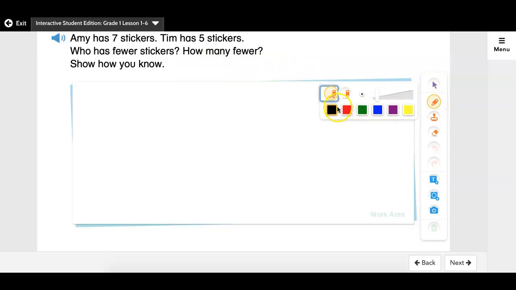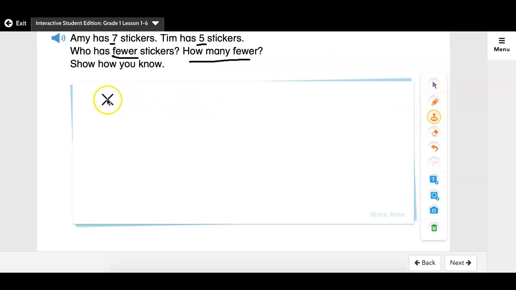For our solve and share today, it says Amy has 7 stickers. Tim has 5 stickers. Who has fewer stickers? So fewer stickers means who has less. How many fewer? Show how you know. So Amy has 7 stickers, so I'm going to put 1, 2, 3, 4, 5, 6, 7. Tim has 5 stickers. So I'm going to put 1, 2, 3, 4, 5.